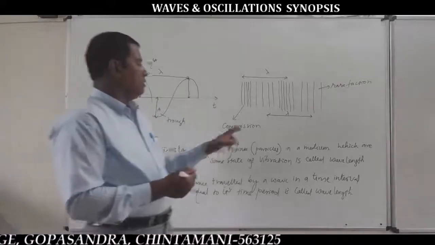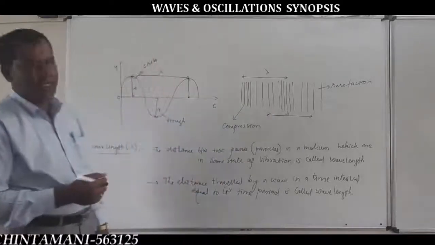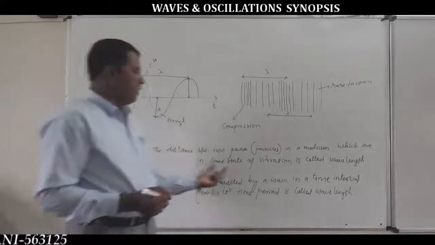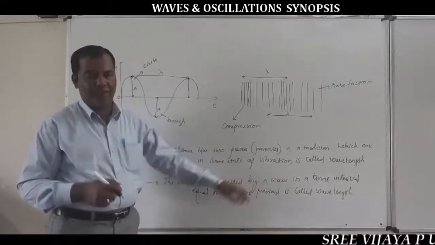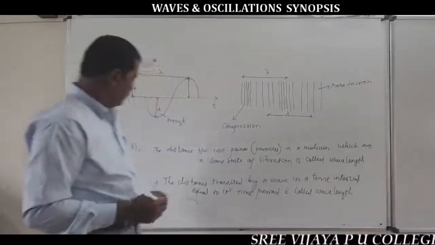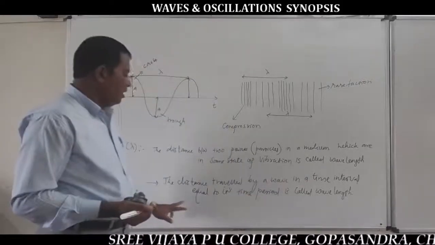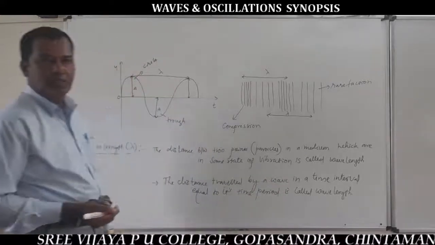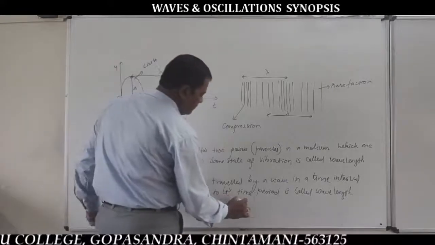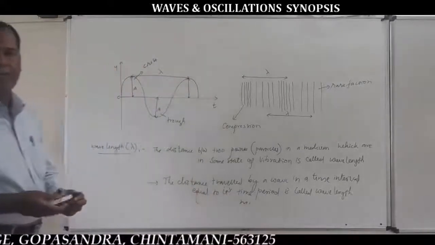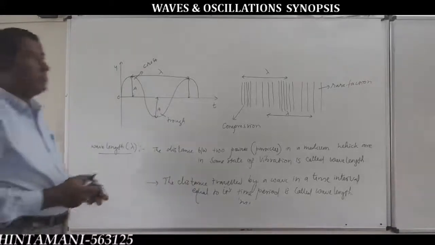In a longitudinal wave, the distance between the midpoints of two consecutive compressions or rarefactions is defined as wavelength. Or the distance between two points or particles in a medium which are in the same state of vibration, or in the same phase, is also called wavelength. Or it can be defined as the distance traveled by a wave in a time interval equal to its time period. And wavelength is measured in meters. So these are the important terms associated with waves.